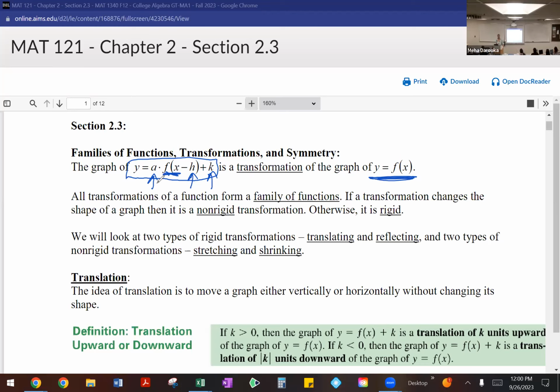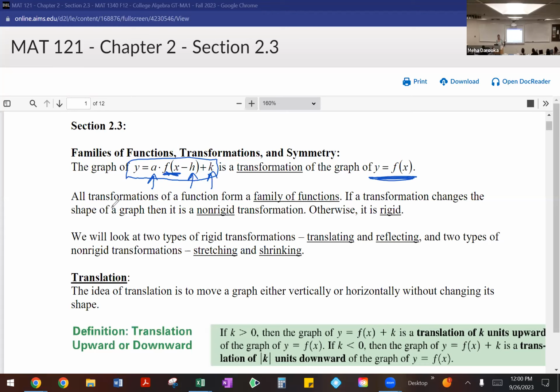So the h causes the function to move horizontally, so either left or right. The k makes your function go up and down. The a value, depending on what the a value is, if it's larger than 1, it will make your graph stretch. If the a value is between 0 and 1, it will make your graph shrink. And if there's a negative on the a value, it will cause a reflection. Okay, and of course, you're going to see all of these in the definitions.